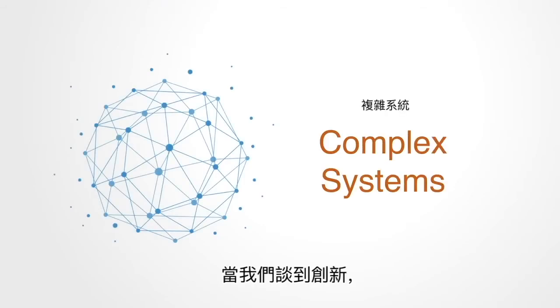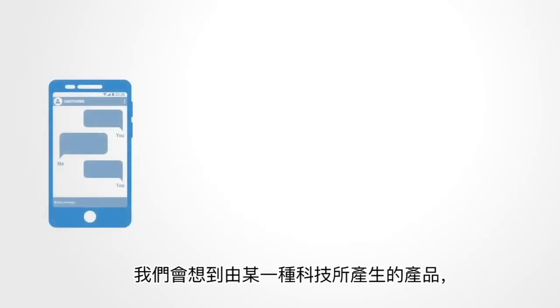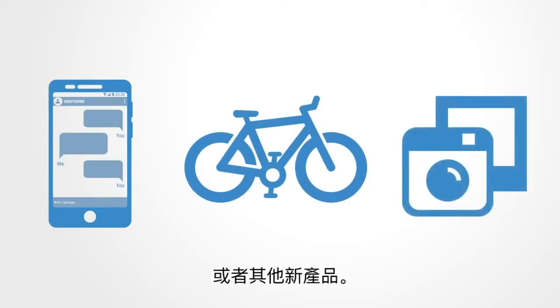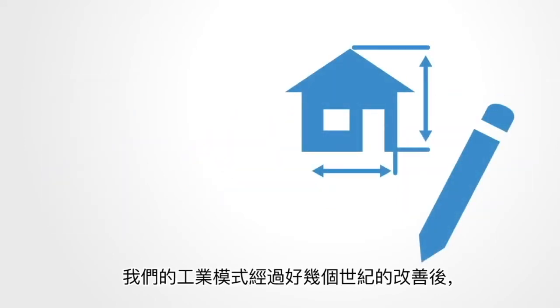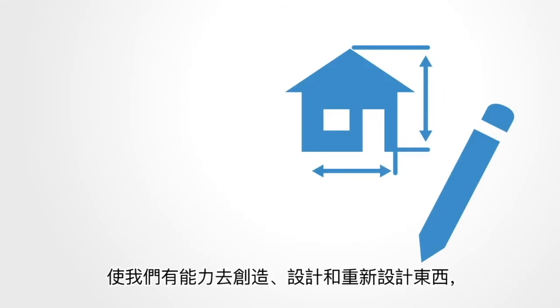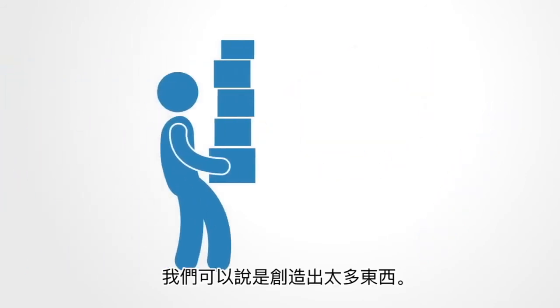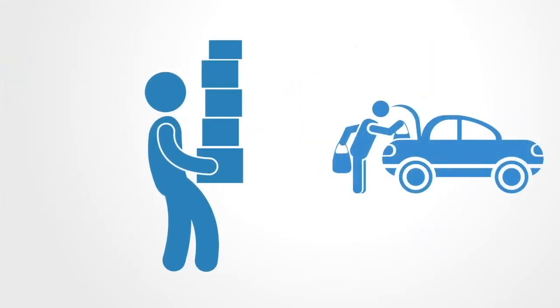Typically, when we talk about innovation, we think of things. Some kind of a technology, like a mobile phone, an electric bike, an app, or some other new product. We have got really good at creating, designing, and redesigning things. After many centuries of perfecting our industrial model, we have created a lot of things. Indeed, we might say we have created too many things.